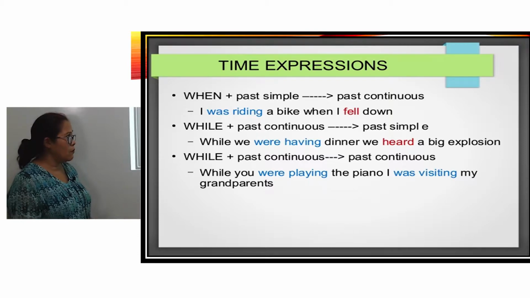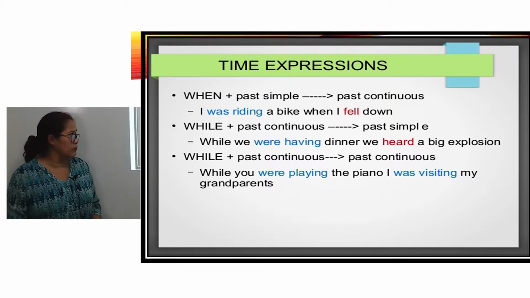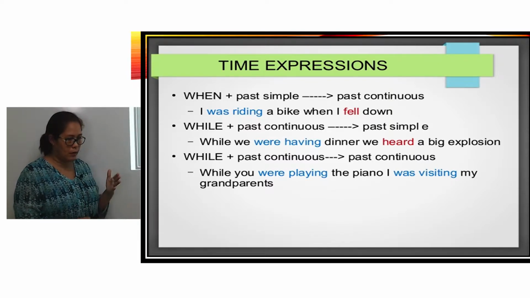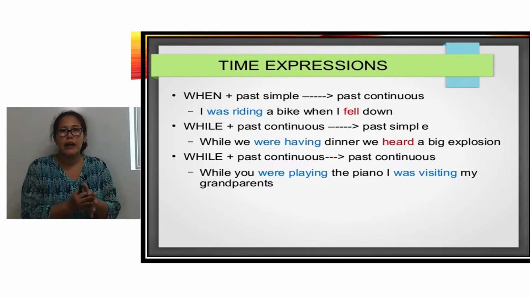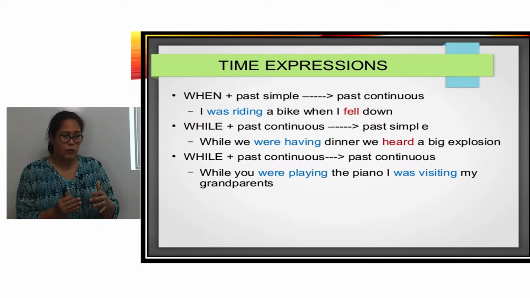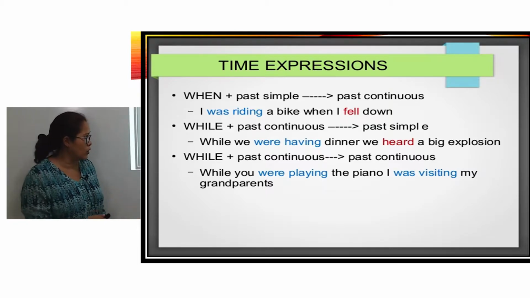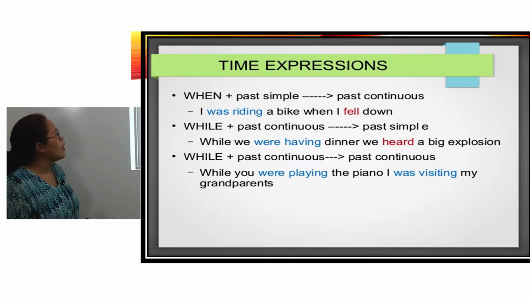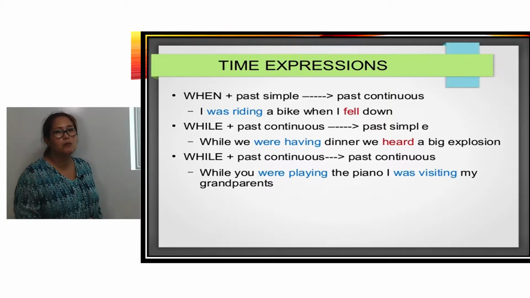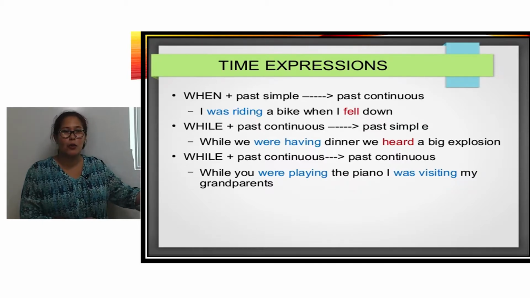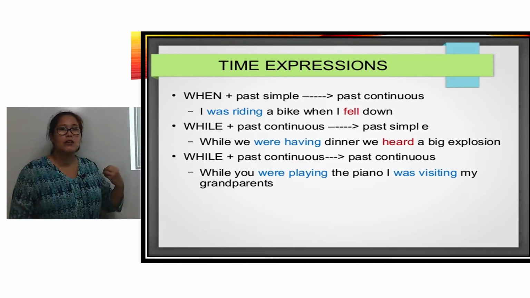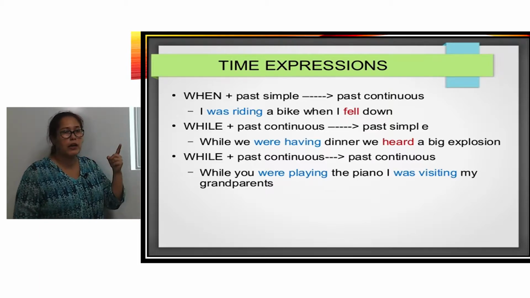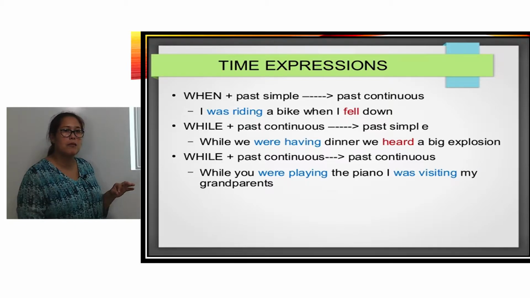Then we have while plus past continuous to form the past simple. Please note that while we're using it here at the beginning as well. While no hay una regla específica que diga que solo va a ir al inicio de la oración. Pueden tener una oración continuo y agregan el pasado utilizando while. So in this case, it's at the beginning of the sentence. Sorry about that. And we have, while we were having dinner, we heard a big explosion. So, aquí lo que queremos remarcar es lo que estábamos haciendo antes de la acción que interrumpió lo que estaba sucediendo en ese momento. Mientras estábamos cenando, escuchamos una gran explosión. El verbo en este caso está en pasado simple. Here we have it in past continuous.